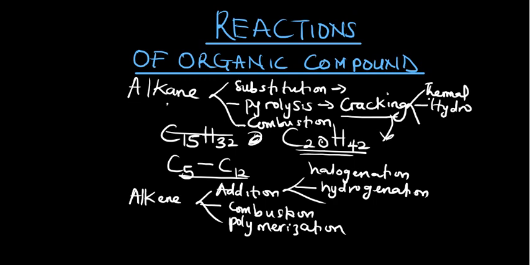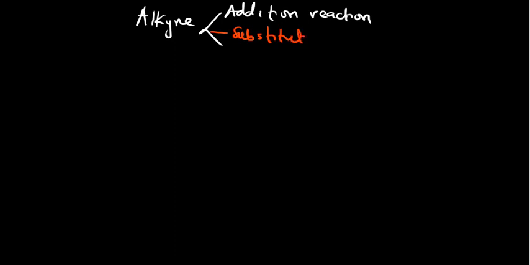So let's go to alkyne. Alkyne can undergo what? Also addition. Please take note of something I want to say here. It can also undergo substitution reaction. But let me tell you the type of alkyne that can undergo substitution reaction. They are called terminal alkynes. They can undergo substitution reaction.